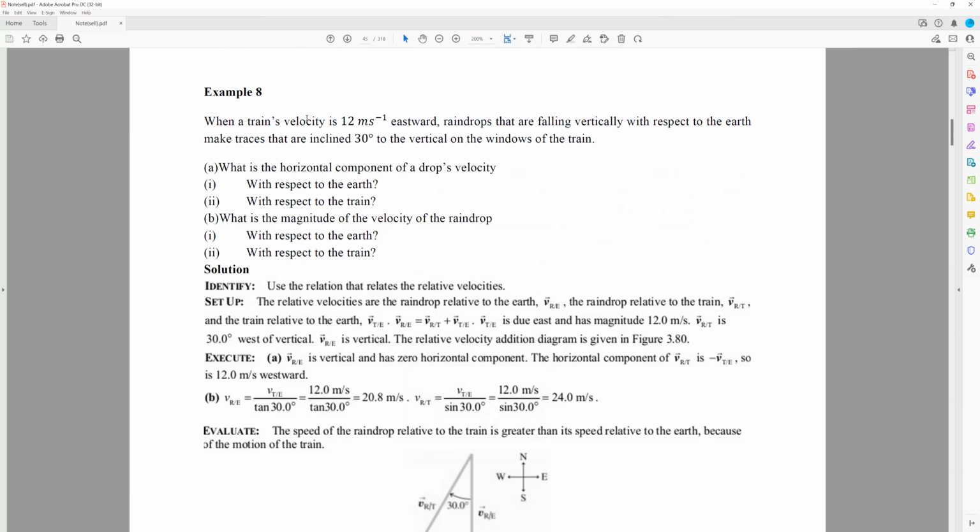What is this question? Okay. This is really a funny question. So the train is moving to the east, and the raindrop that is falling vertically with respect to the earth makes a trace that is inclined 30 degrees to the vertical. Do you know what it means?